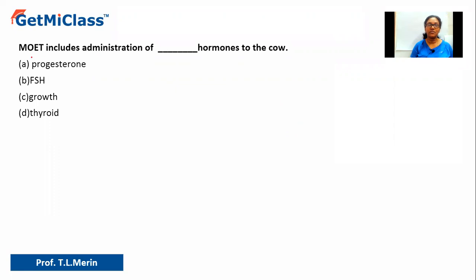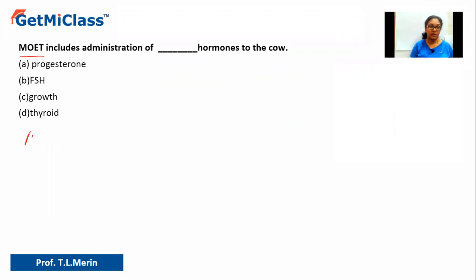Today we are going to solve this question which says MOET includes administration of dash hormones to the cow. Option A progesterone, option B FSH, option C growth, option D thyroid. So let us understand the question which says MOET includes administration of dash hormones to the cow. So which hormone among these will be administered during MOET?